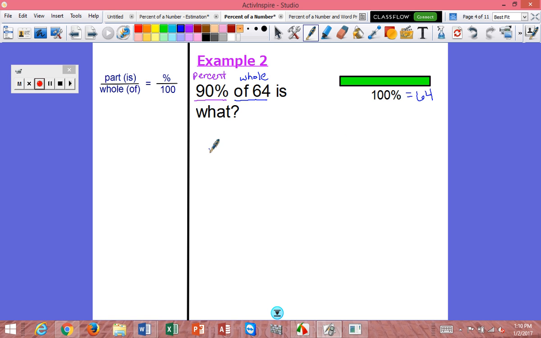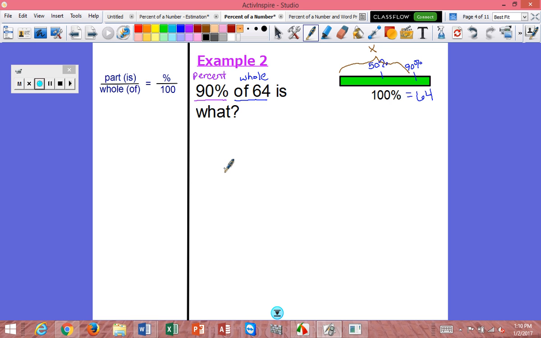Then we've got 90%. I know 50% is going to be about right here. 90%, I'm going to label that pretty close to 100. So we are trying to find 90% of 64. I know that the whole thing is worth 64, so whatever number this is, it's going to be pretty close to 64. So that's what I'm looking for in my final answer.